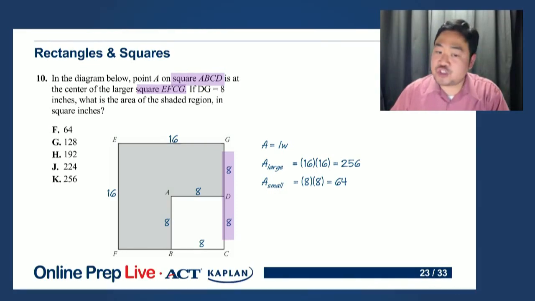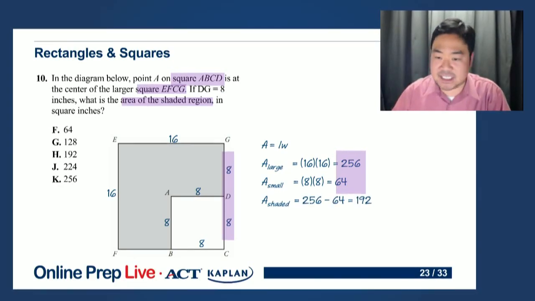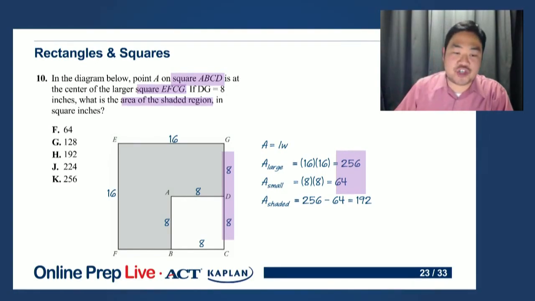But be careful. 256 is not what we're looking for. 64 is not what we're looking for. It's the area of the shaded region. How do we find the area of the shaded region? What do we do with these numbers again? Same thing that we saw before. We're going to take those two numbers and subtract them. 256 minus 64 is equal to 192.